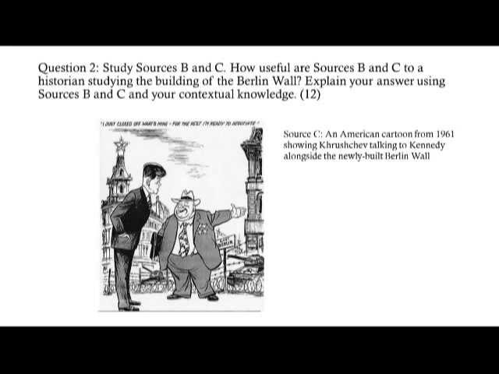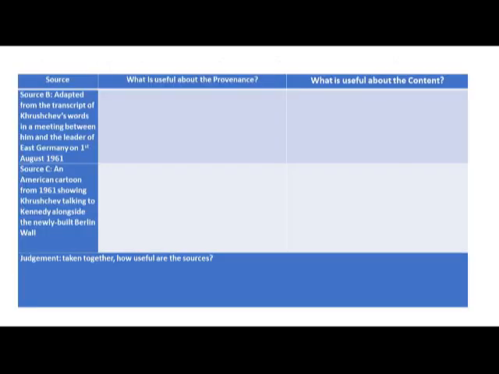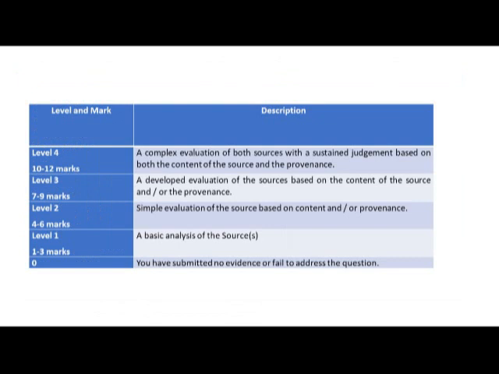So the sources give us differing perspectives, the Soviet and the American perspective, but when taken together, it's quite clear that source C corroborates what is being communicated in source B. All right. So that is something to think about for the very top level answers, when you're coming to demonstrate a complex evaluation of both sources with a judgment.